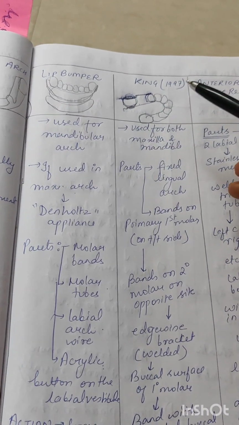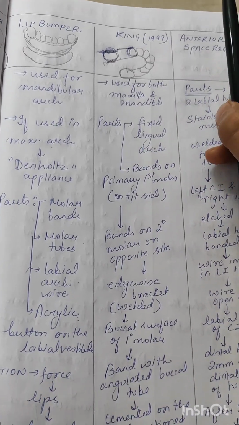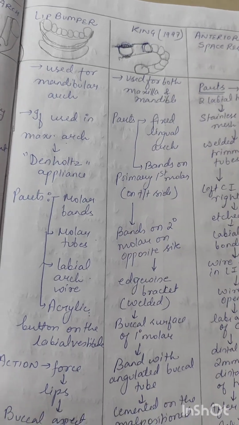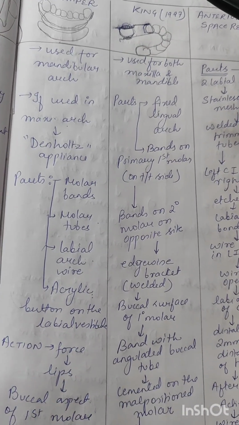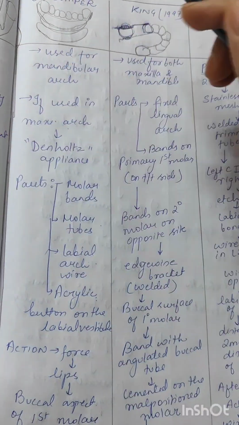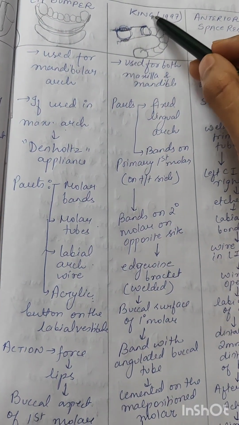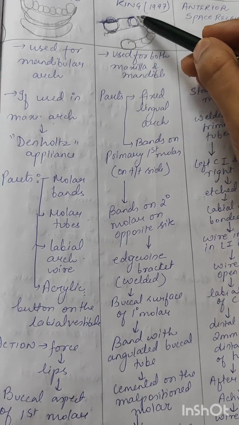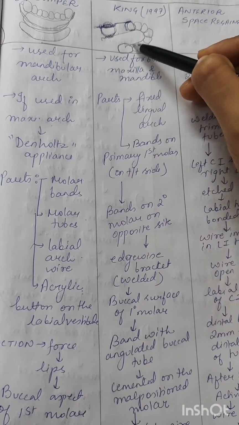Once again, it is King's appliance. You have to understand it a little. Just once again I am repeating it. I know you might be confused, so I will just clear this up. King's appliance was given in 1997 by King, used for both maxilla and mandible. It has a fixed lingual arch. This is my fixed lingual arch.